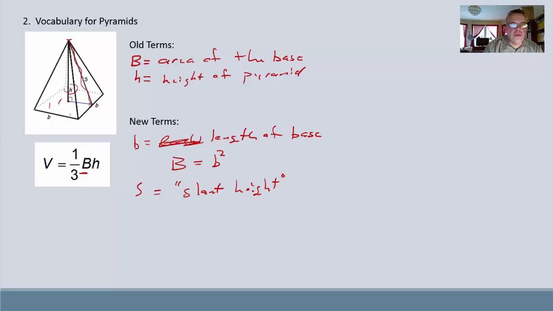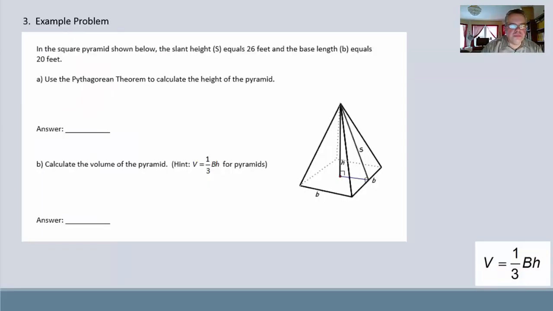We just put up a ruler by the pyramid and measure the slant height. The actual height's a little bit harder. Okay, so that's the vocabulary. Here's the problem. So here's an example problem.